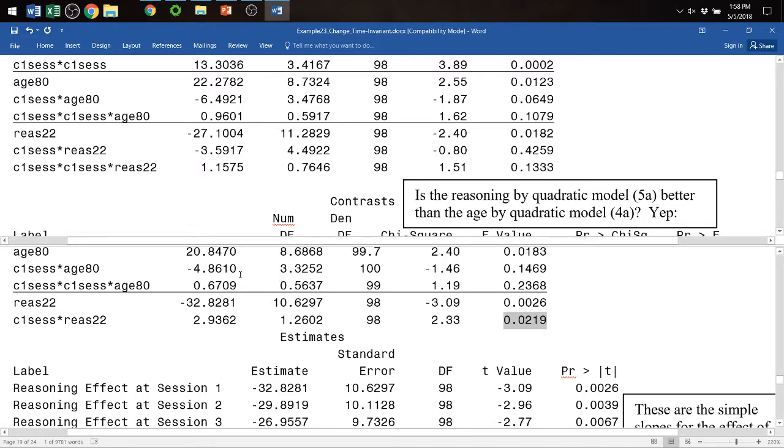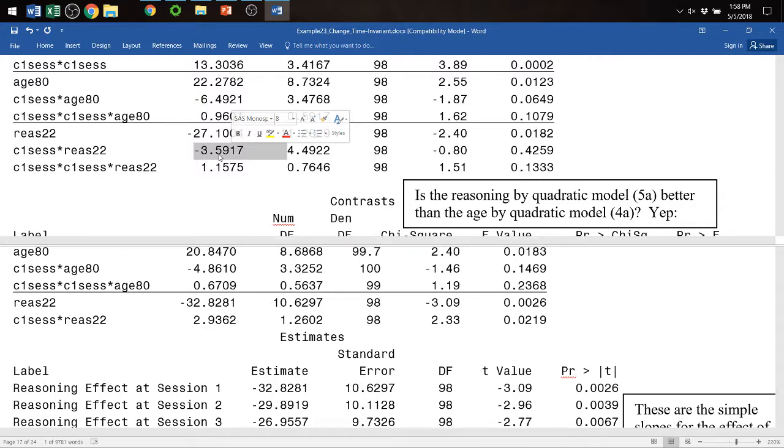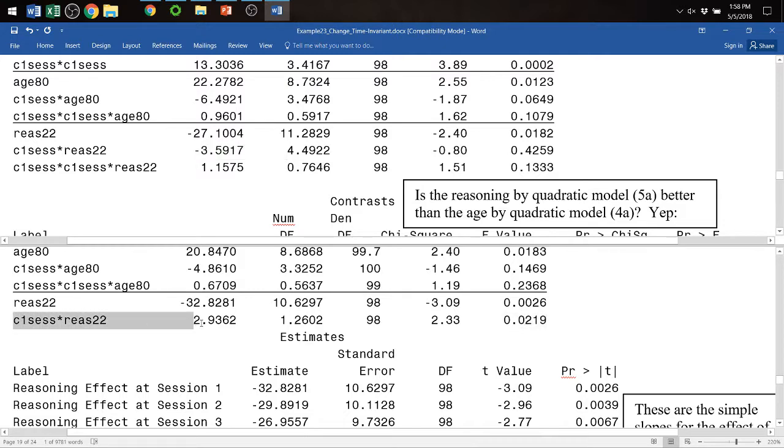Now this is not an accident. These numbers don't mean the same thing. Because of the higher order interaction of reasoning by quadratic time, this is a lower order simple effect. This two-way interaction is specific to the third interacting variable of time being 0. So this is how reasoning modifies the time slope at time 0. Down below, in the absence of that higher order interaction, this is how reasoning modifies the time slope all the time.